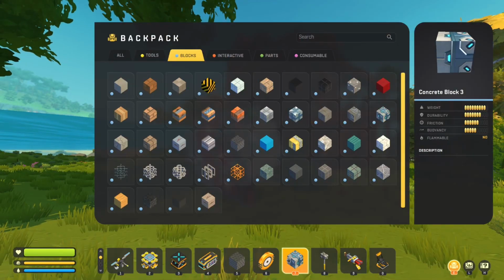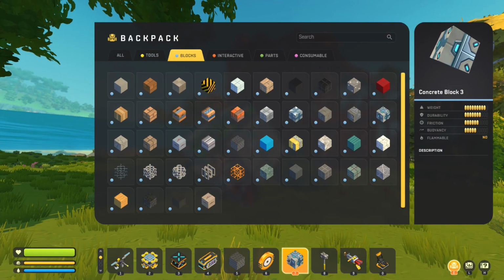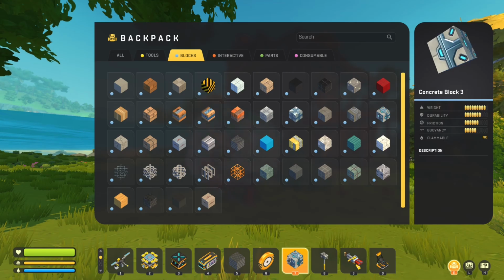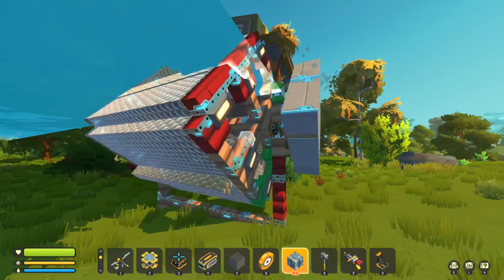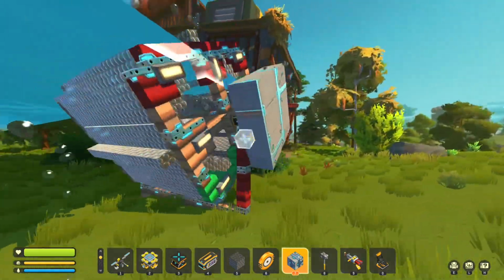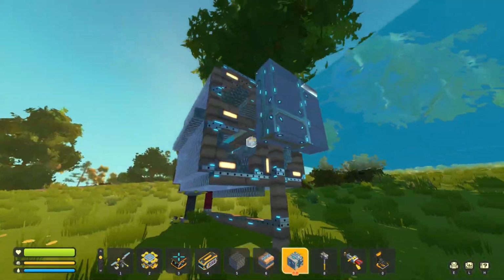70 blocks of tier 3 concrete. Okay, 70 times 9 is 630 weight units, let's say. Okay, so it does have torque potential. I'm going to mirror this on the other side. Okay, the weight's doubled.